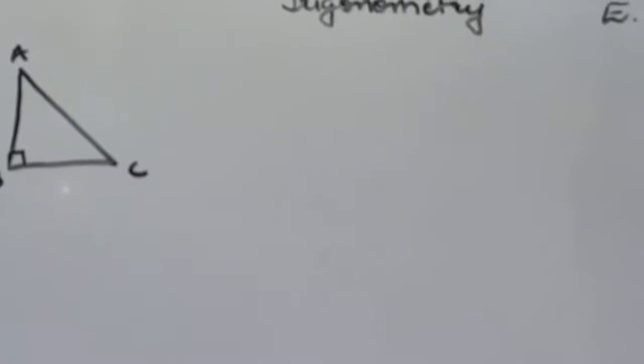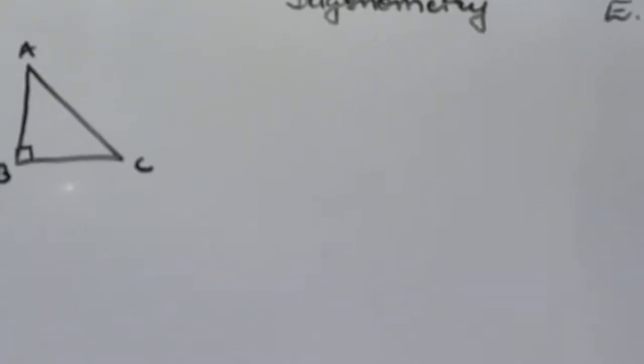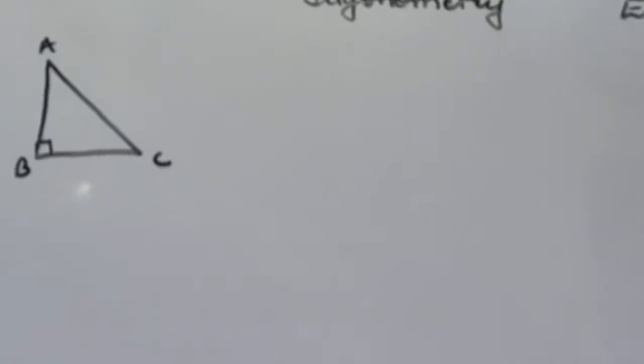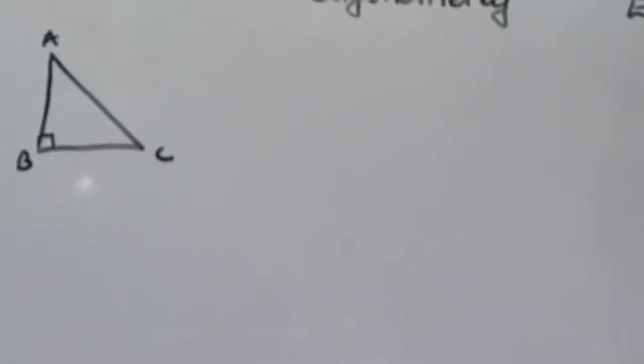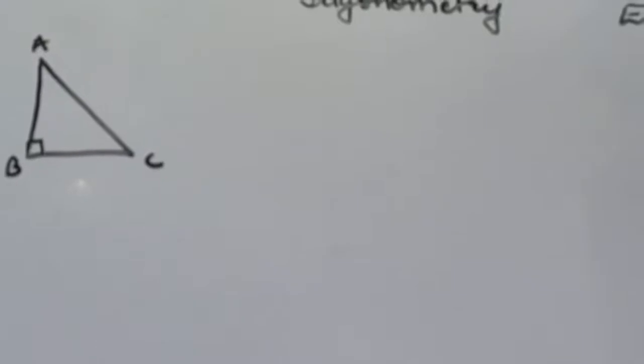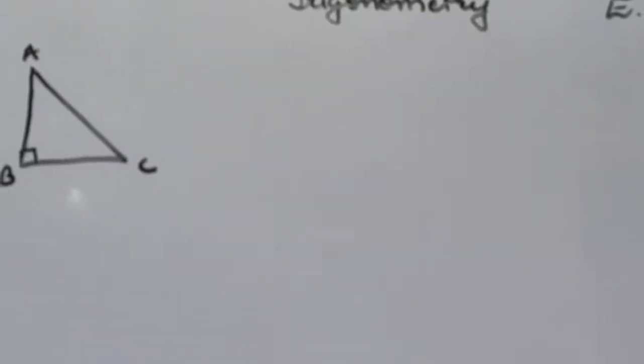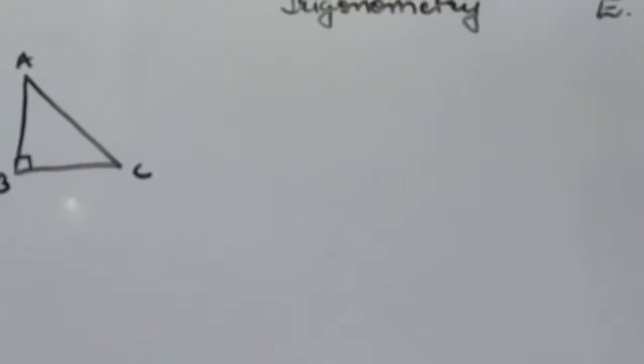So let us now find out the values for 0 degree. Let us now start finding out the values of our 6 trigonometric ratios at 0 degree.